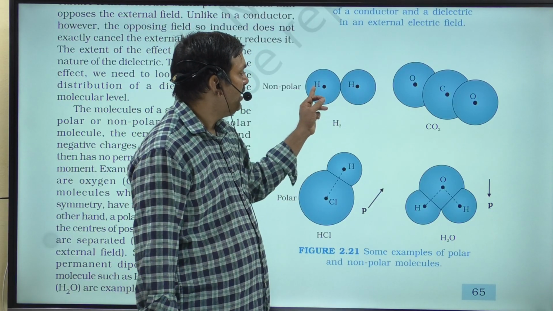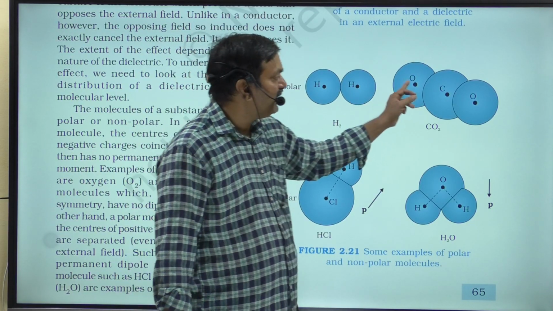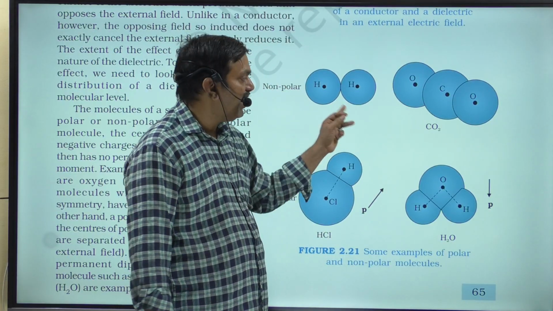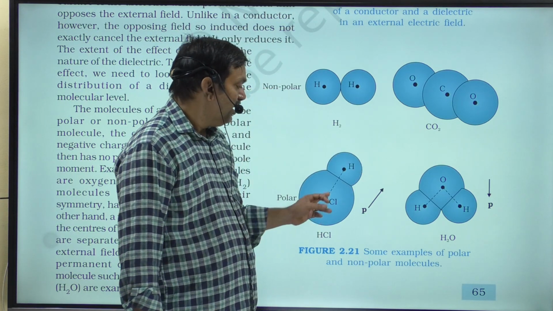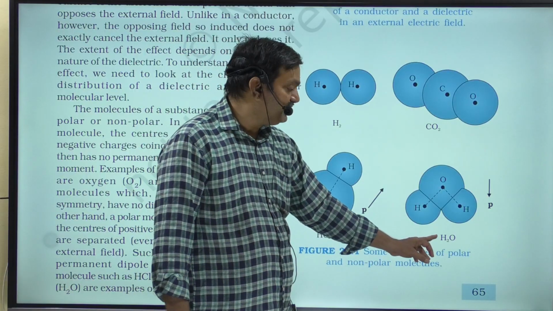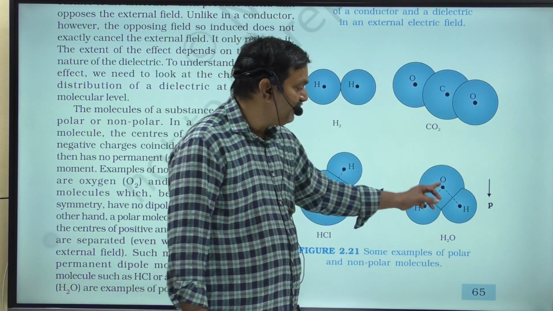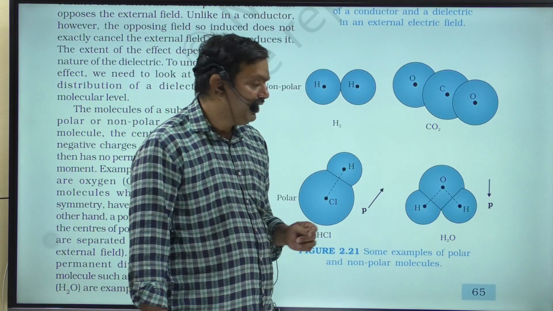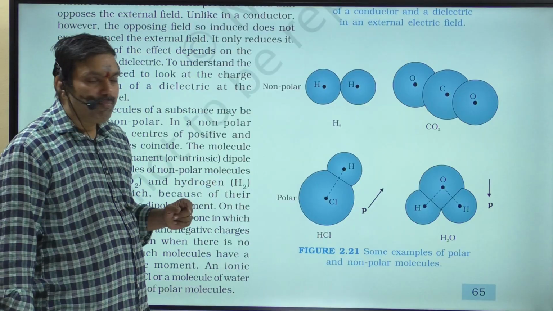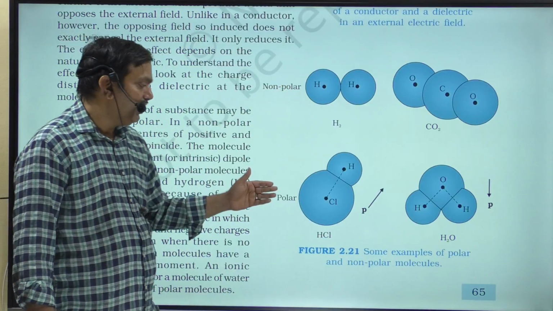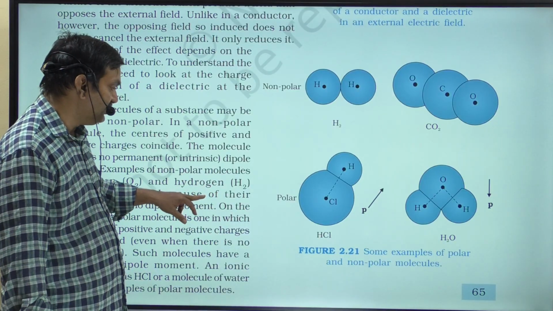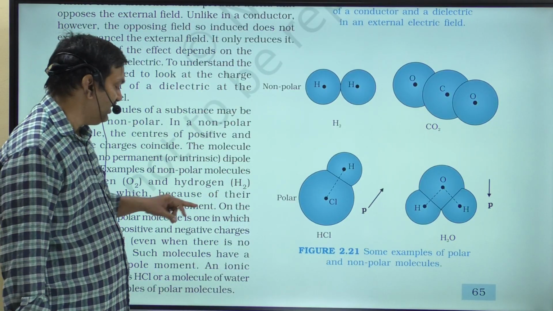Here you see the centers are going to coincide. Some examples of non-polar molecules are hydrogen and carbon dioxide. But for polar molecules, you see here, HCl and the water molecule, they don't have the centers aligning in the same line. Therefore, their centers are not going to coincide. So in a polar molecule the centers do not coincide, and in a non-polar molecule they coincide, right?